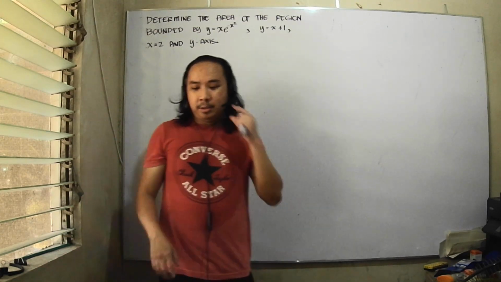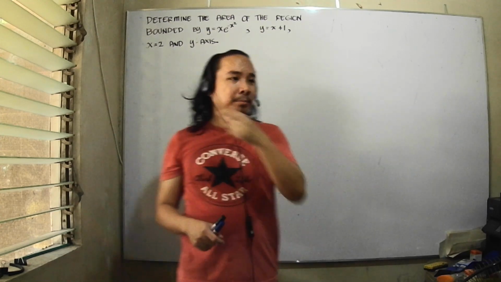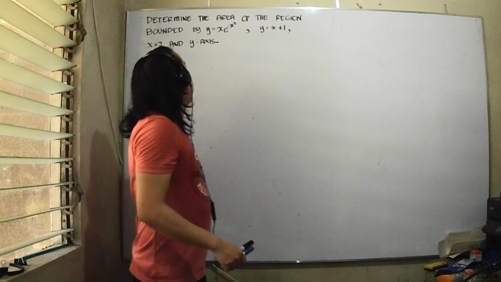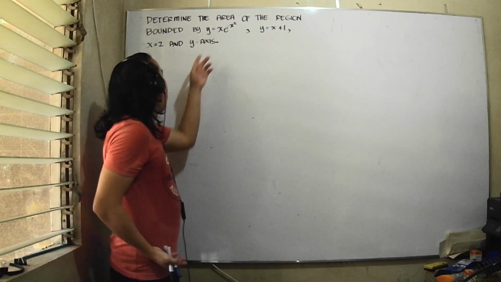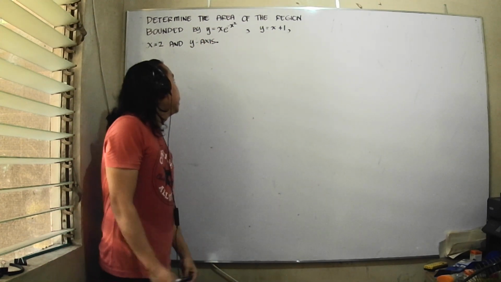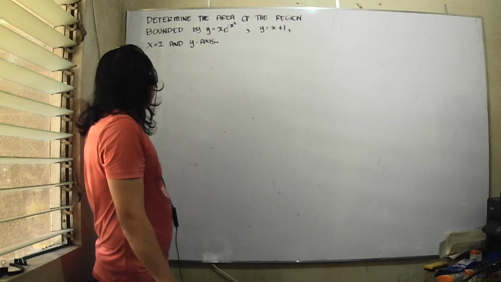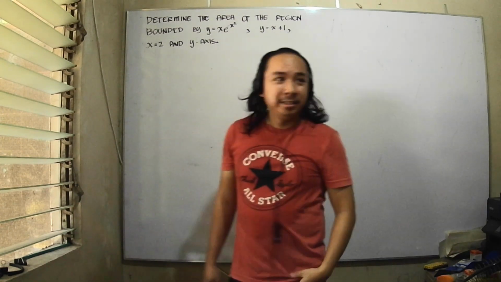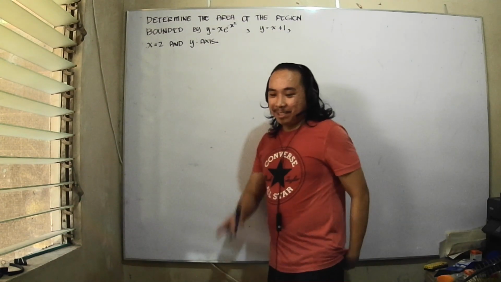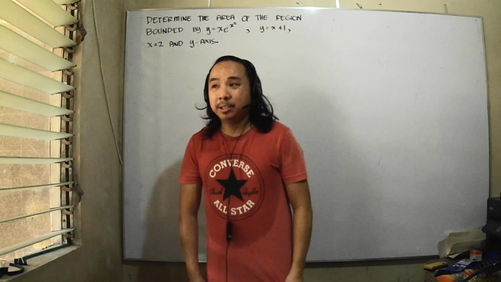Okay. So we move on to the fourth or fifth problem here. We need to determine the area of the region bounded by y is equal to x times e to the power of negative x squared, y is equal to x plus 1, x equals 2, and the y-axis.